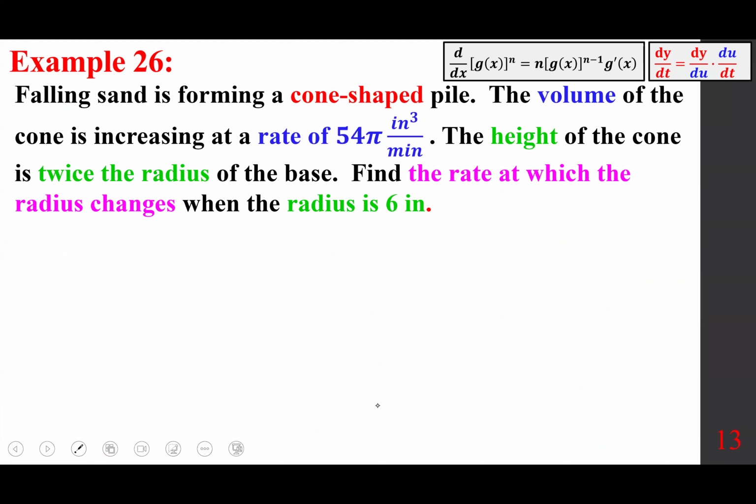Falling sand is forming a cone-shaped pile. The volume is given as such. The height of the cone is twice the radius of the base. Find the rate at which the radius changes when the radius is 6 inches. Again, it can't be done without the drawings.